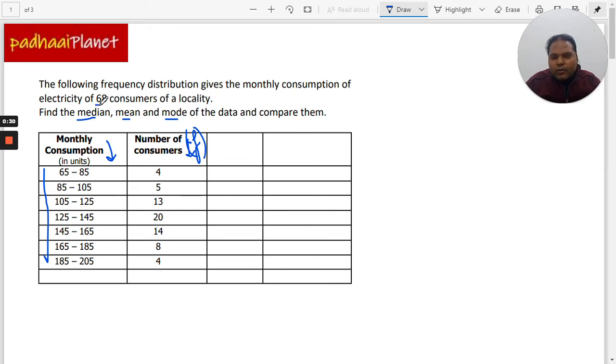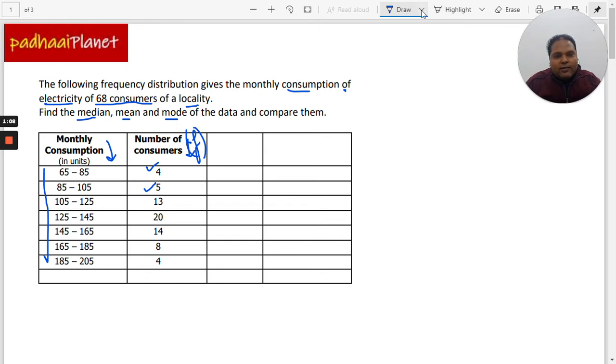This data is about 68 consumers of a locality. Their monthly consumption of electricity has been captured. The families consuming 65 to 85 monthly units, there are four such consumers, and the consumers who are consuming 85 to 105 units in a month, there are 5. Similarly, this is how we can understand the rest of the class intervals and the respective frequencies, which are the number of consumers under each of these class intervals.